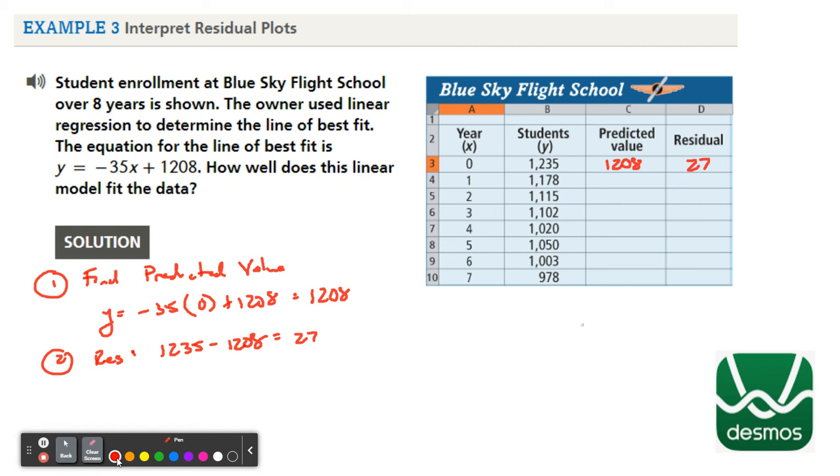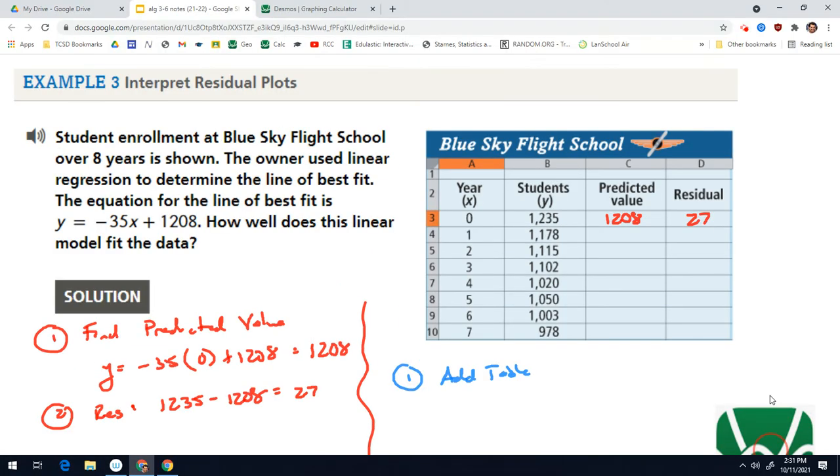Now, we could do that, but we're not. We're going to use Desmos now, right? So Desmos, if we enter the data, it does it for us. So that's what we're going to do. In Desmos, the first thing you have to do is add the table. Let's go do that now. And again, I'm going to show you all this in Desmos, and we'll write on Desmos's screen.